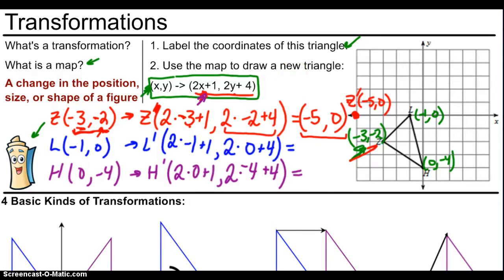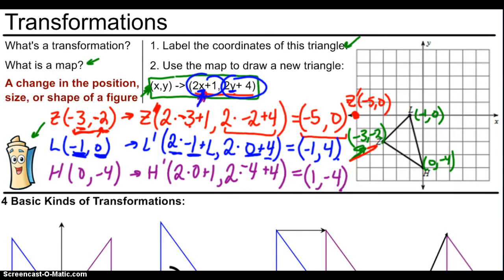So there's some calculations for L prime and H prime, and just as a reminder, all I'm doing is taking this map. Instead of x and y, I'm putting the initial values of x and y for L and for H. So for L prime, I had 2 times -1, because I started with -1, plus 1, that's what the map tells me, and 2 times 0, because that was my original y value, plus 4, because that's what the map tells me for my y value. And if you simplify those expressions, you should get -1, 4 for L, and 1, -4 for H.